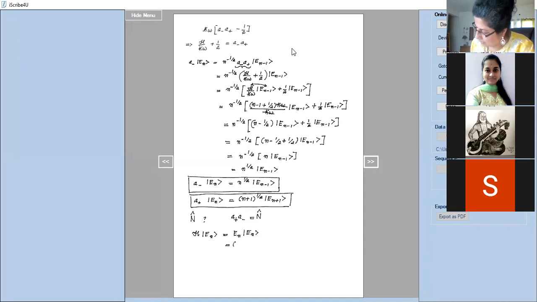What is this En? It is nothing but n plus half h cross omega. But I can write this Hamiltonian as equal to, what was that we had written at that point of time? H cross omega a plus a minus plus half, right? Yeah. And then we called it h cross omega n plus half, correct?